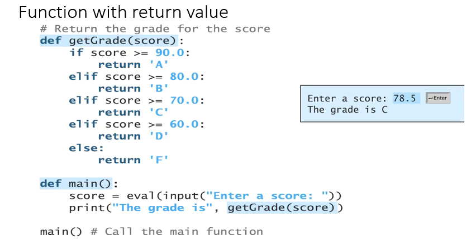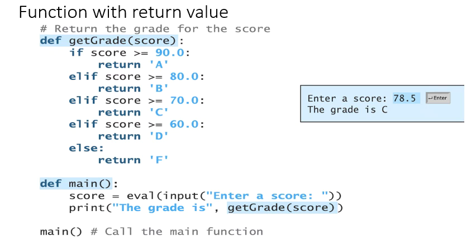So here you can use the return statement to return a value from the function. def get_grade(score): if score >= 90, return A. elif score > 80, return B. elif score > 70, return C. elif score > 60, return D. Else return F. def main(): score = eval(input('Enter a score')); print('The grade is', get_grade(score)).